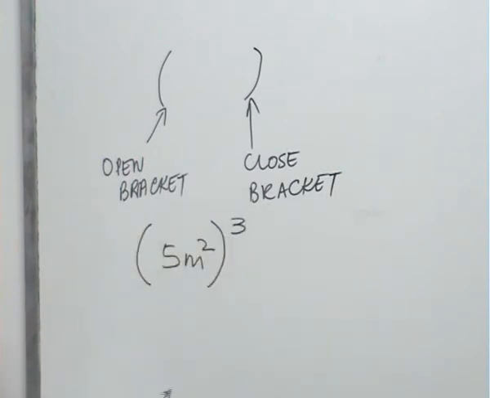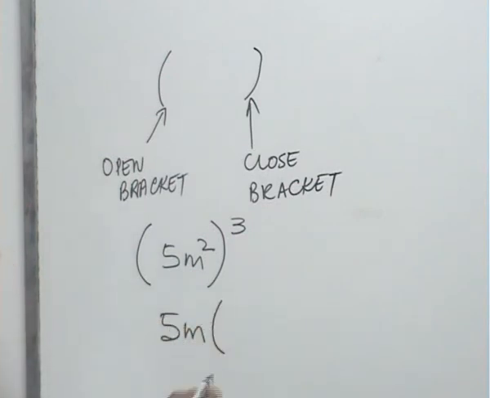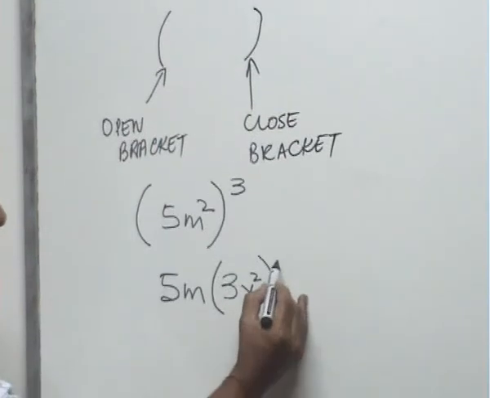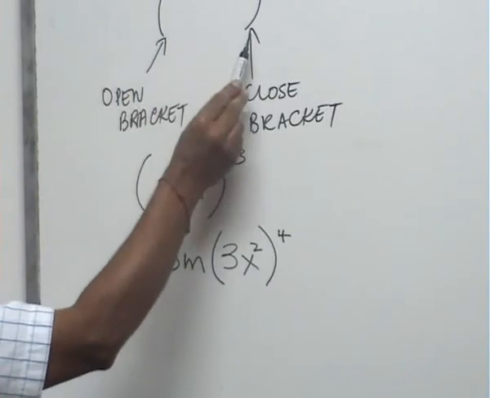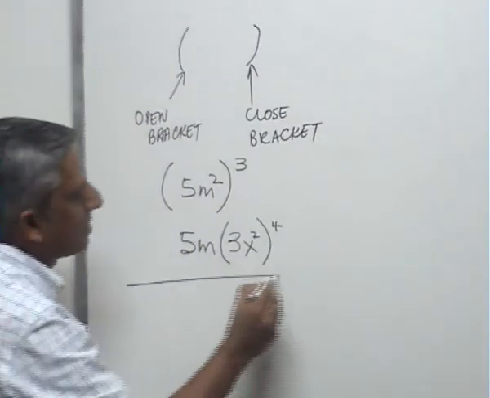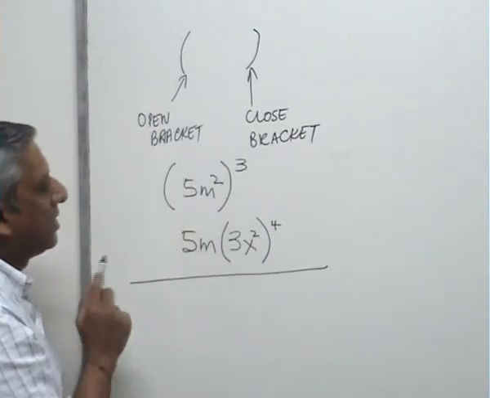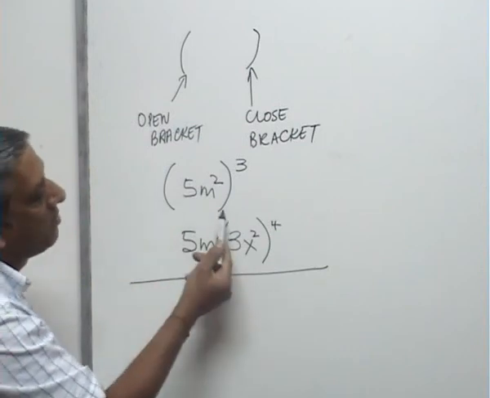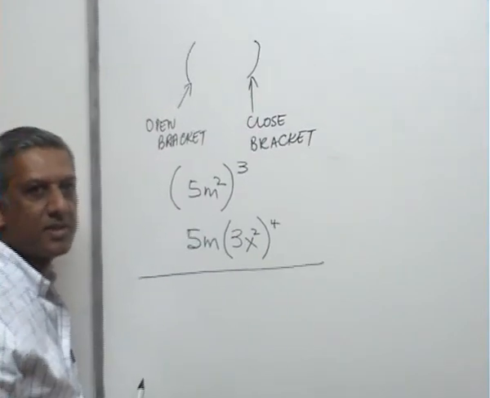Let's take another example. If I tell you 5m, you'll write 5m. Open bracket, you'll open bracket. 3x squared, close bracket, you close bracket, all to the power 4, to the power 4. So open bracket means that, close bracket means that. So when I'm doing exercise 8, I'll be using the words open bracket and close bracket. So you need to understand what we mean by open bracket, what we mean by close bracket. Alright, so now we're going to move over to exercise 8.